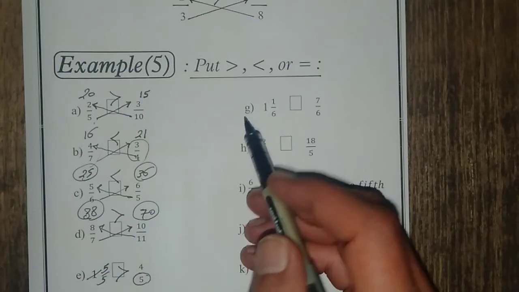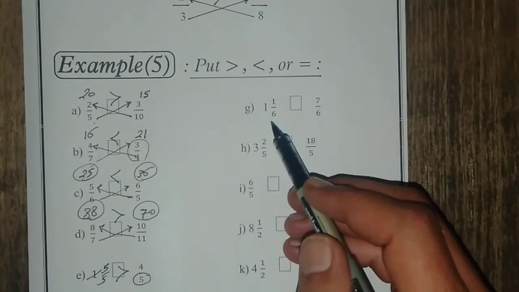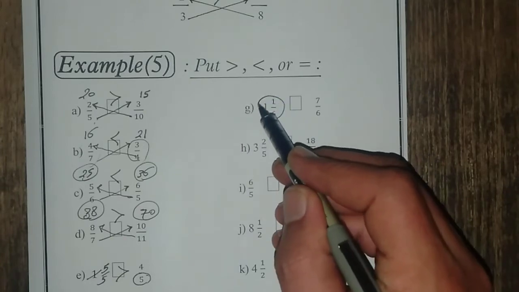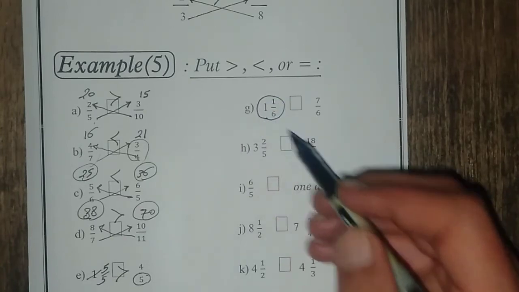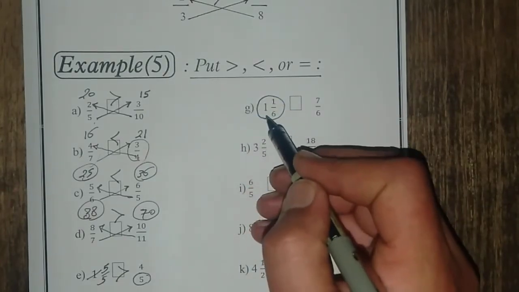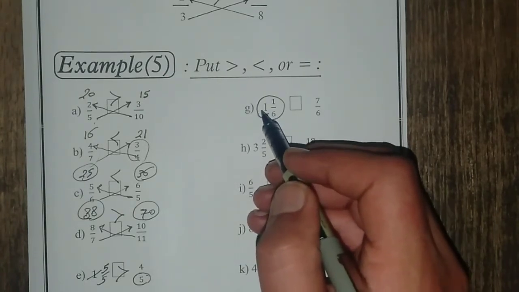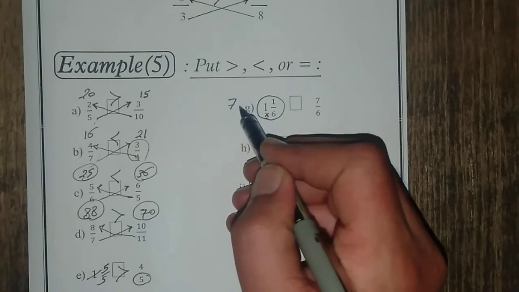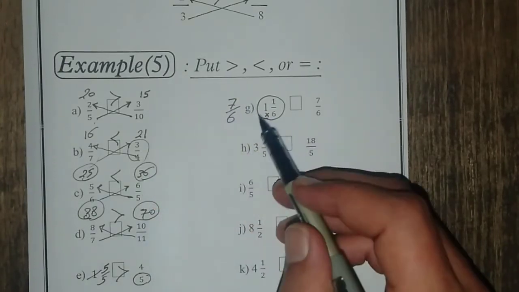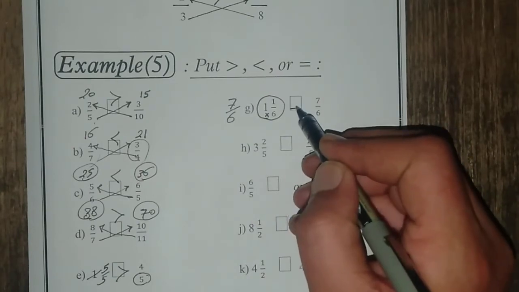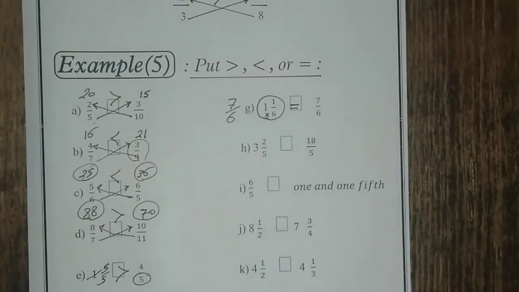The mixed number 1 and 1 over 6 or 7 over 6. We'll change this mixed number into an improper fraction. 6 times 1 equals 6 plus 1, 7 over 6. Therefore, 7 over 6 and 7 over 6, these fractions are equal.